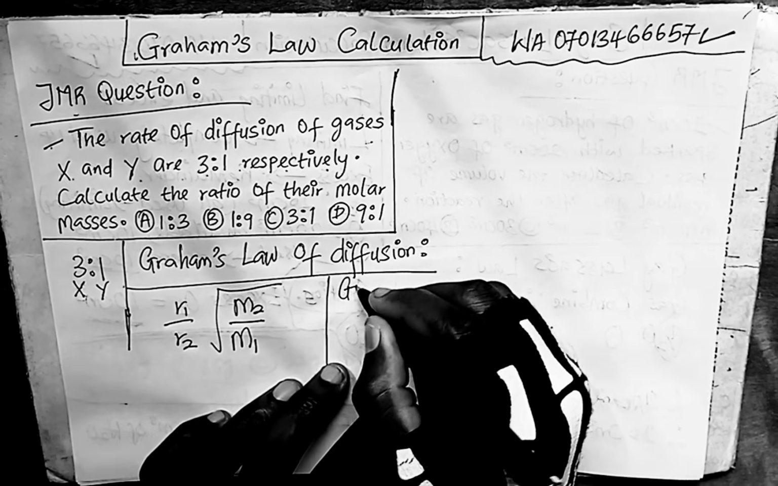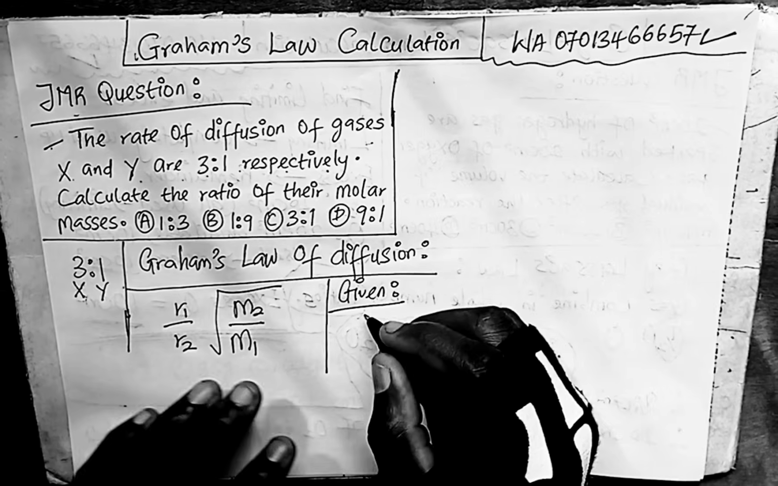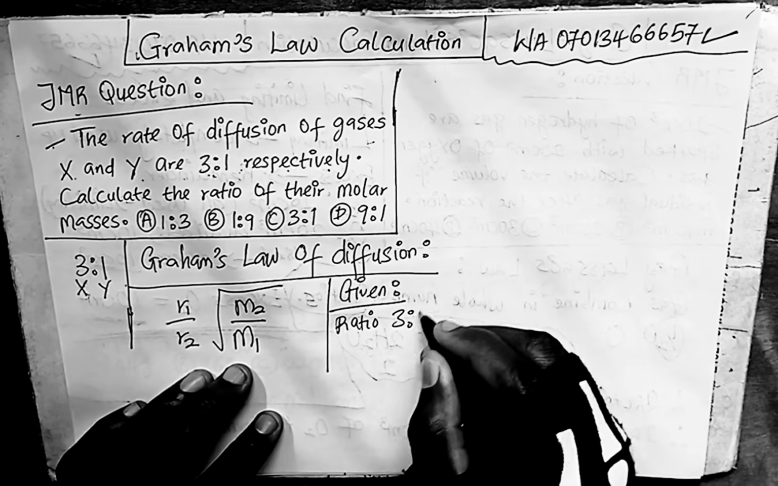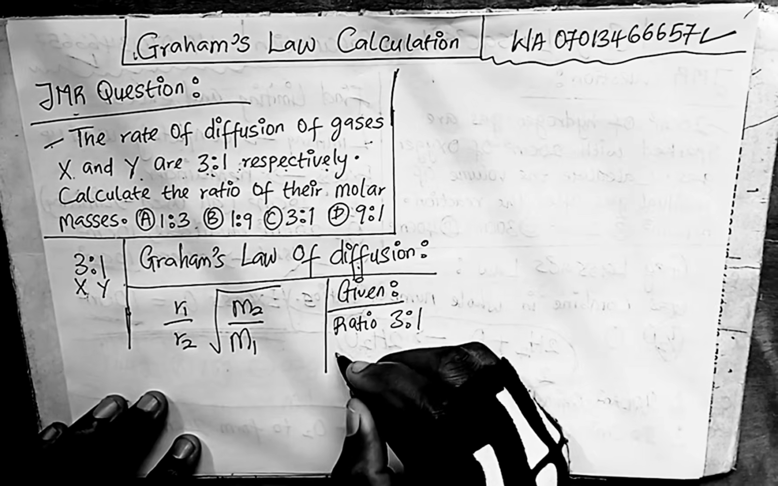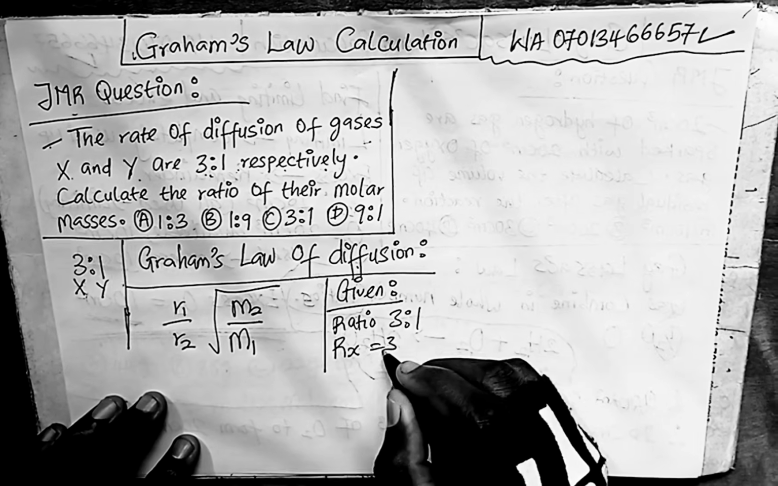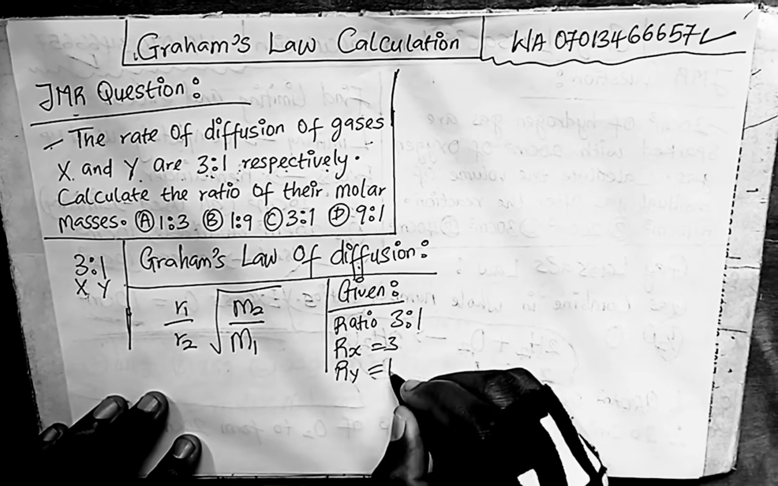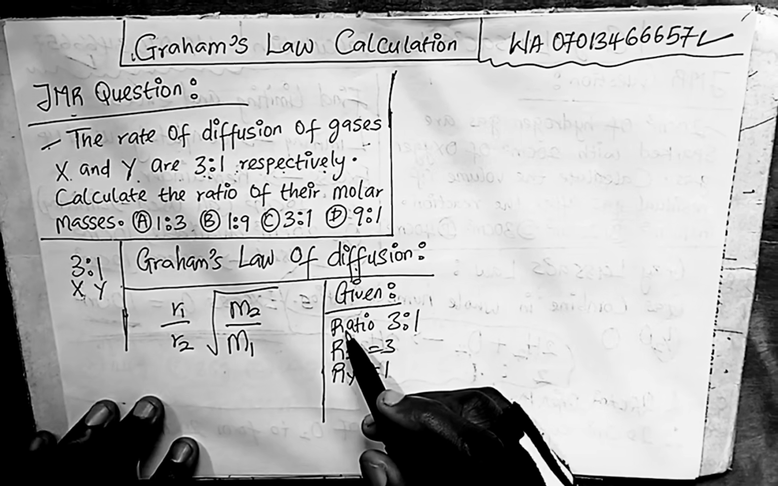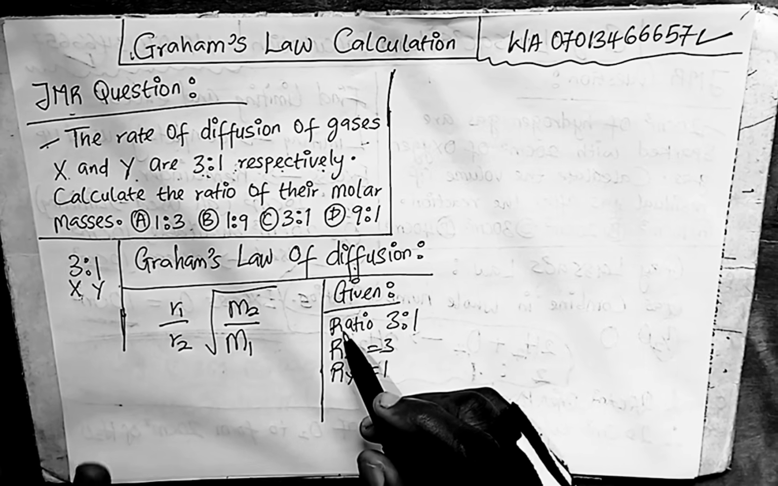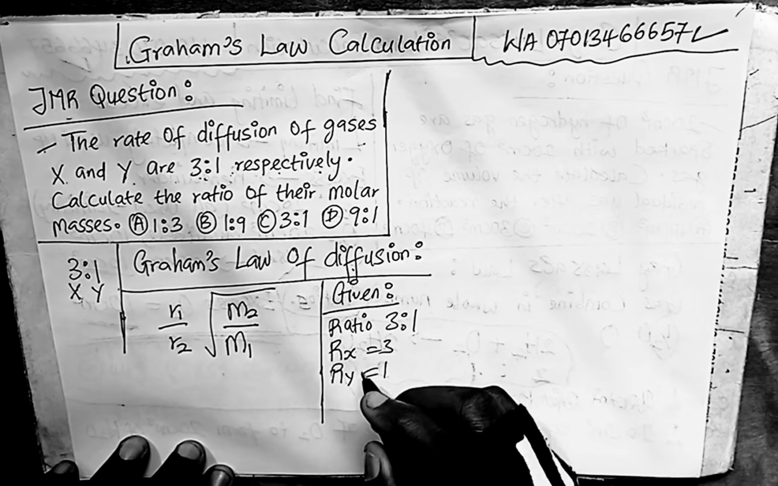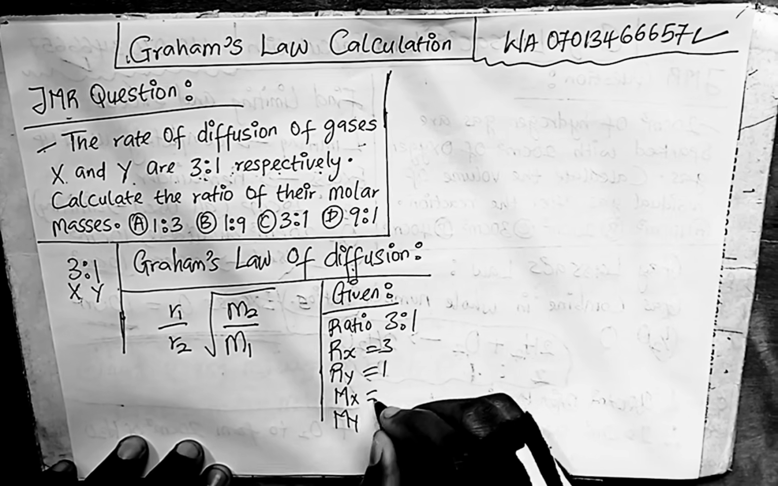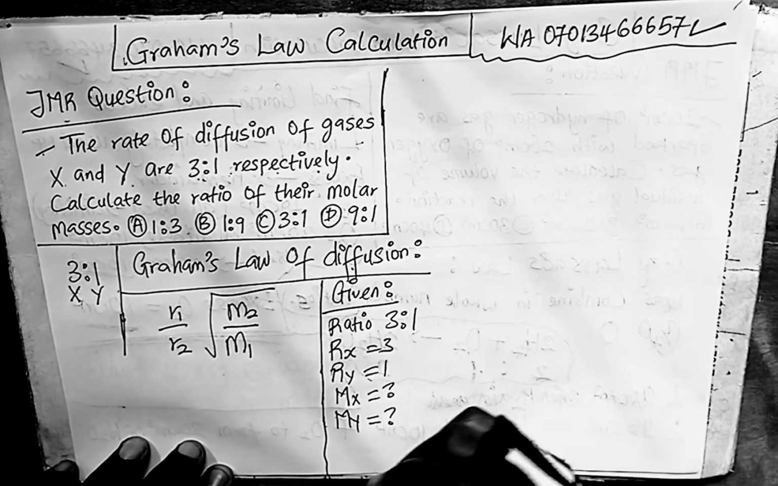What were we given? We were given a 3:1 ratio respectively. The ratio of S gas is equal to 3. The ratio of Y gas is equal to 1. From this, we can calculate the ratio of their molar masses, MS and MY, equal to question mark. So this is what we are looking for.